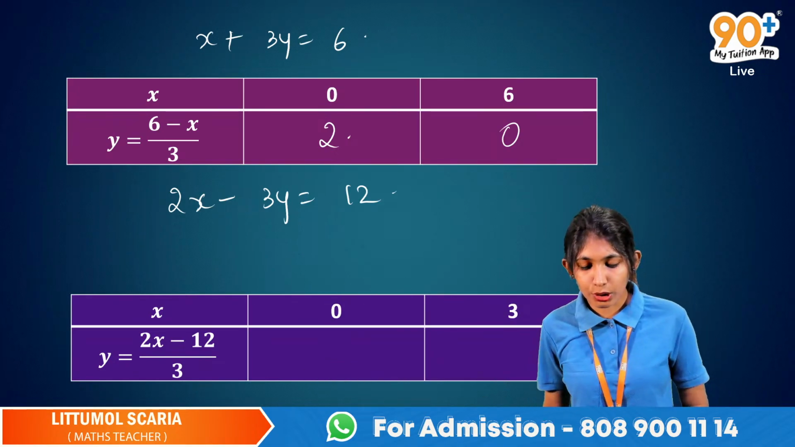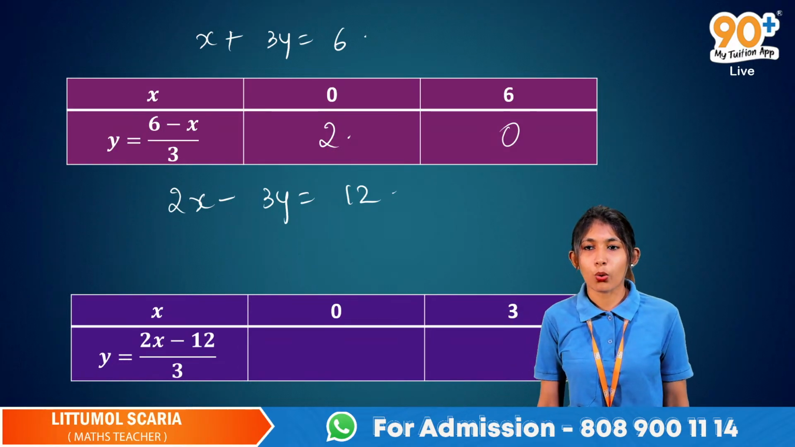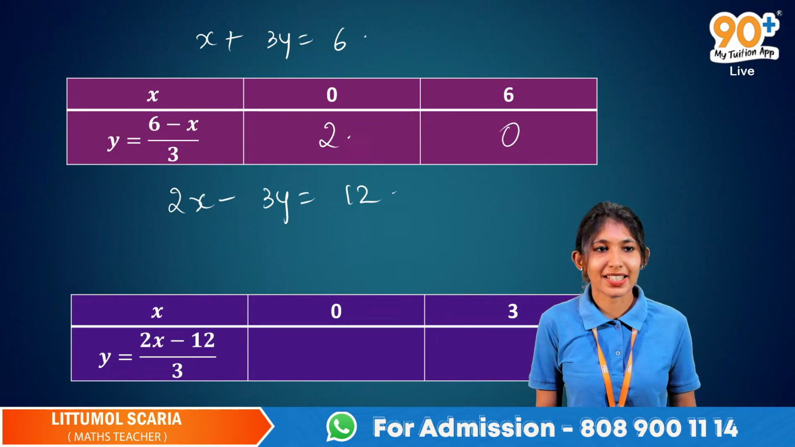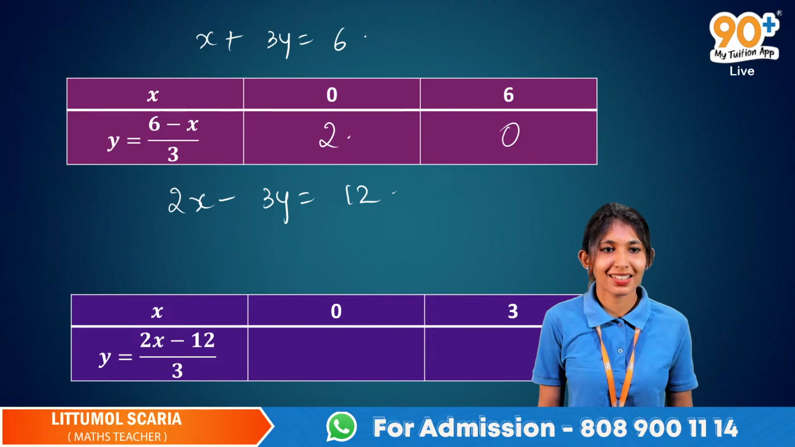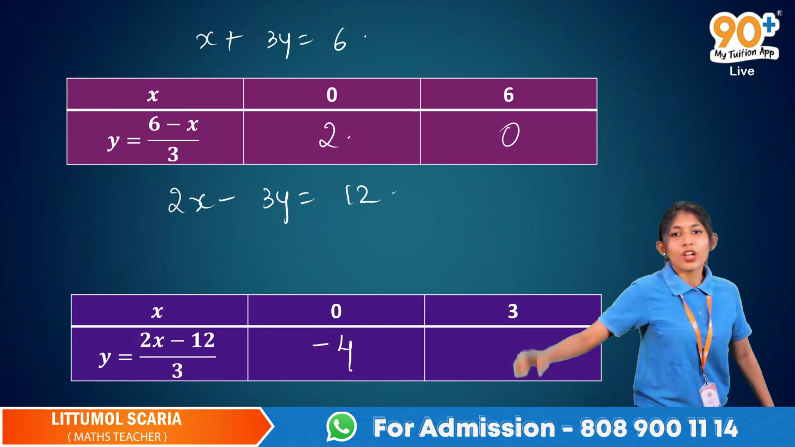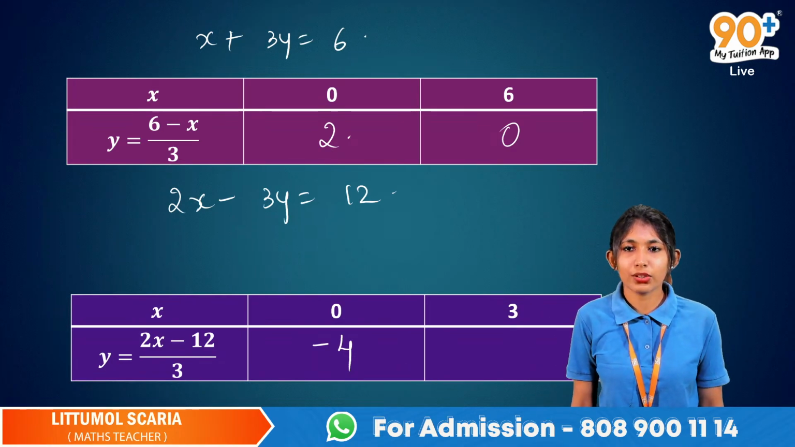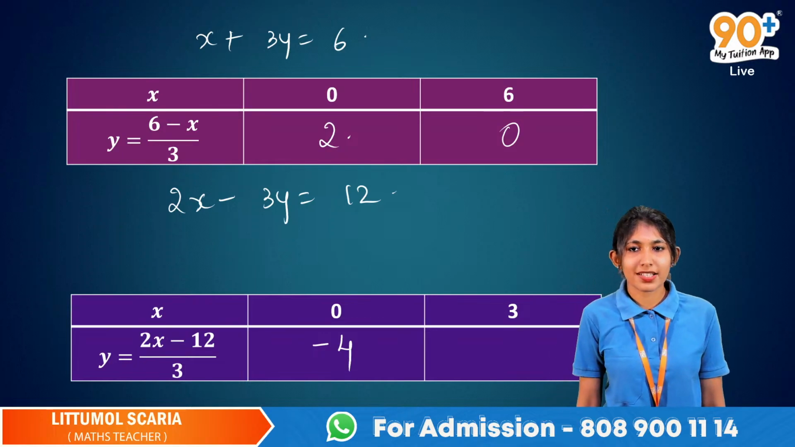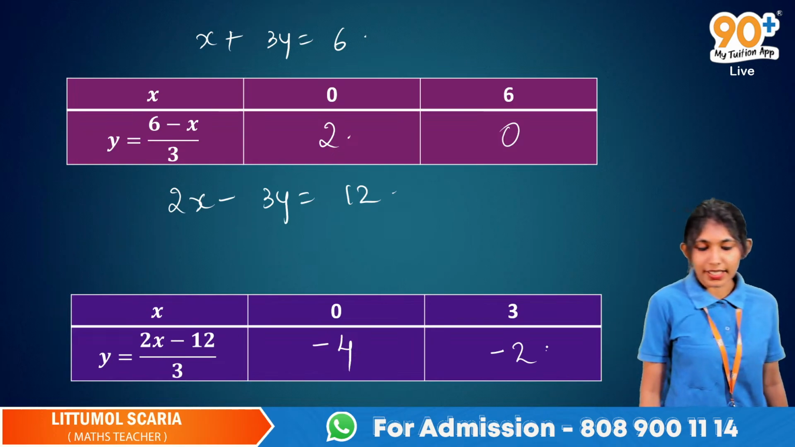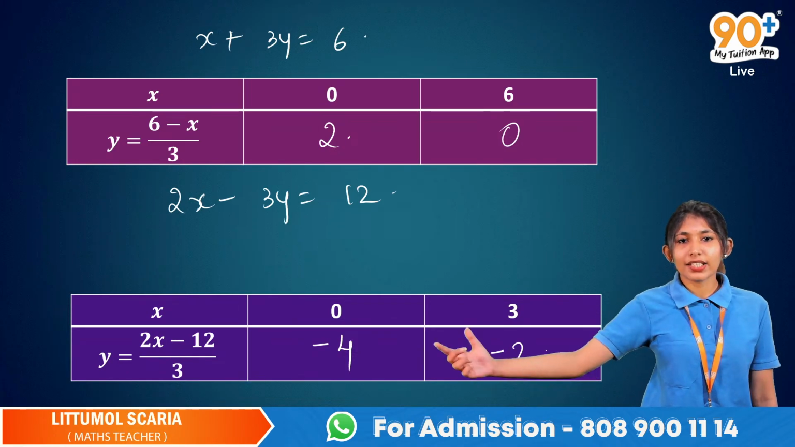Put x is equal to 0. What is the value of y? Comment. Yes, when x is equal to 0, y is equal to minus 4. When x is equal to 3, what will happen? 3 into 2 is 6, 6 minus 12 is minus 6, and minus 6 by 3 is equal to minus 2. Yes, very good. So these are the two cases.